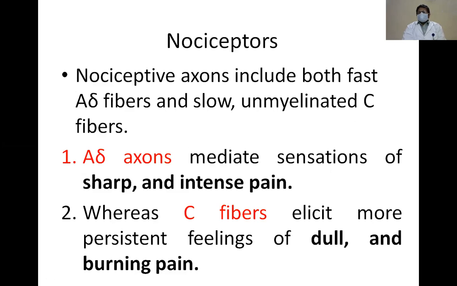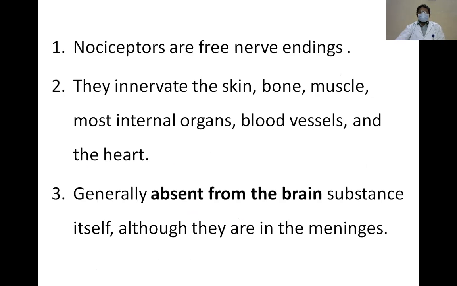The nociceptor axons include both the fast A delta fibers and the slow unmyelinated C nerve fibers. The fast A delta axons mediate the sensation of sharp and intense pain. When it comes to the C fibers, the persistent feeling of dull and burning pain is carried by the unmyelinated C nerve fibers.